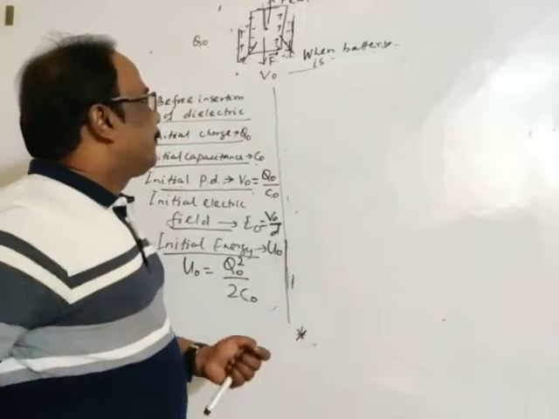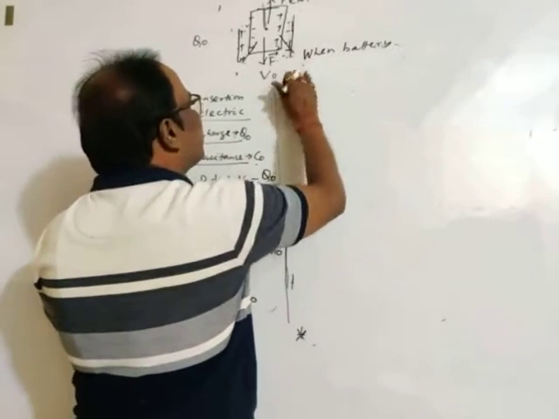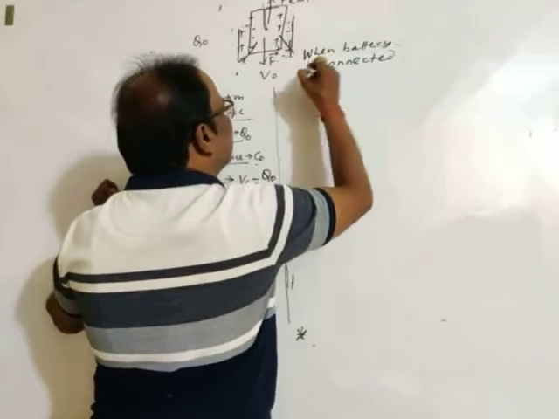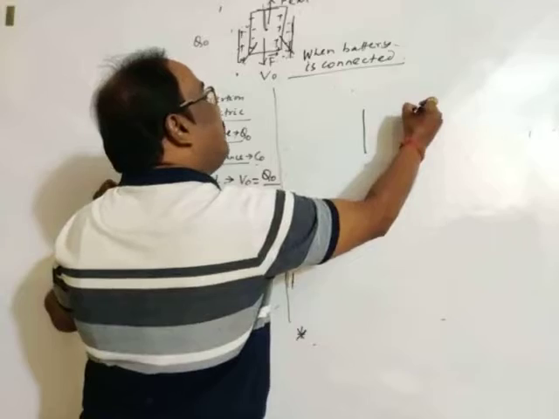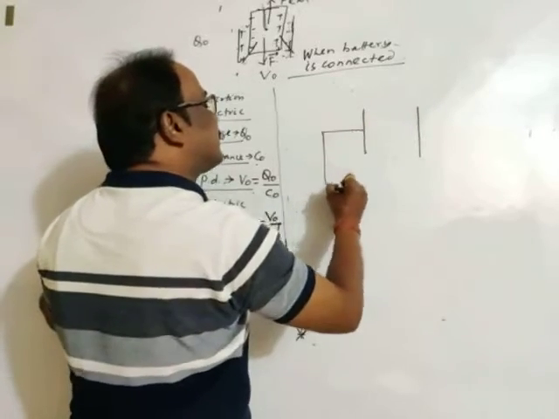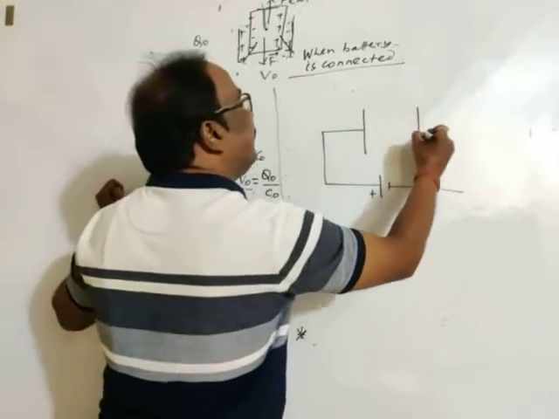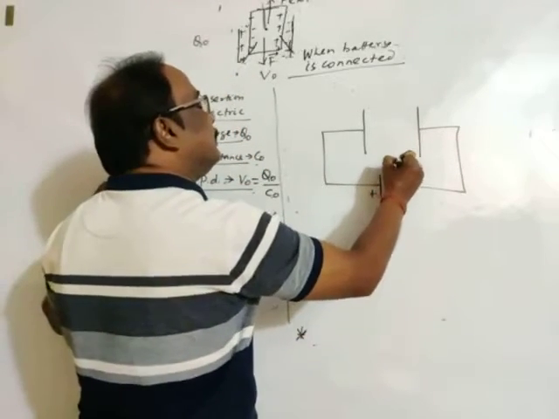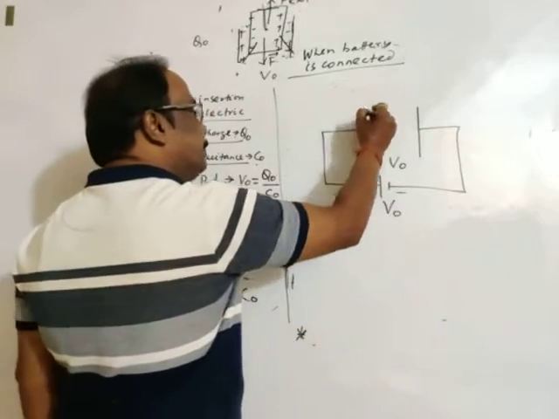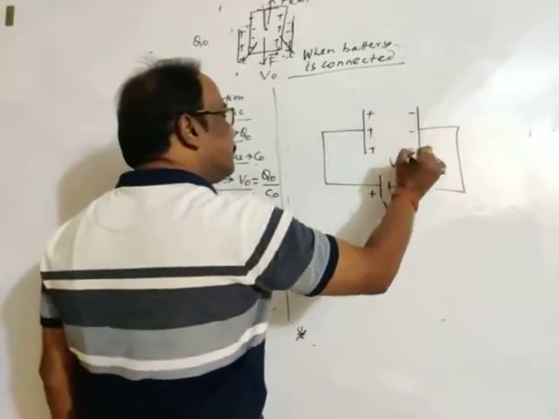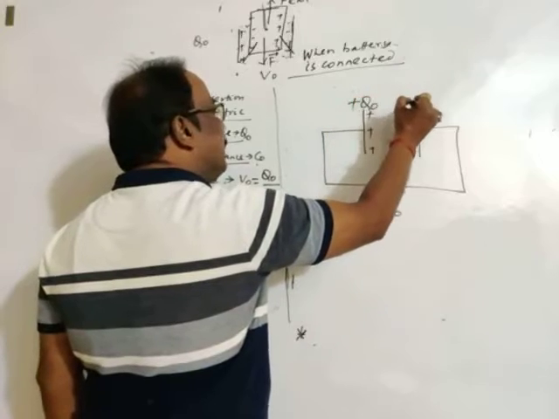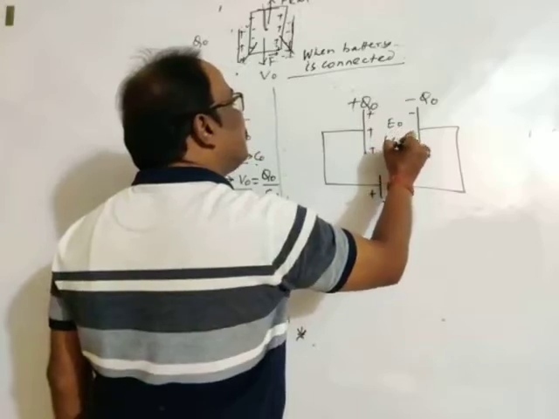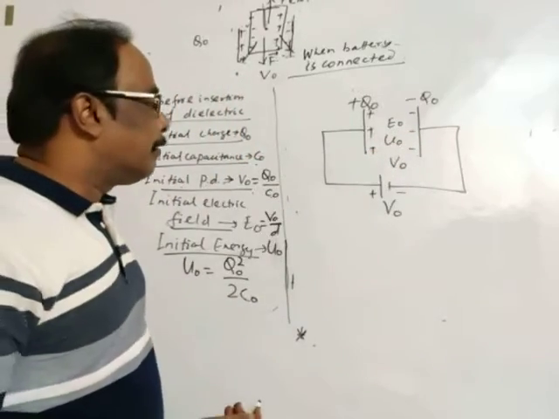See, this is a parallel plate capacitor. The battery is connected, positive terminal, negative terminal. Potential difference is V naught. This is positive charge, this is negative charge. Charge is initially Q naught and minus Q naught. Electric field is E naught. Energy storage is U naught. All these are initial conditions.